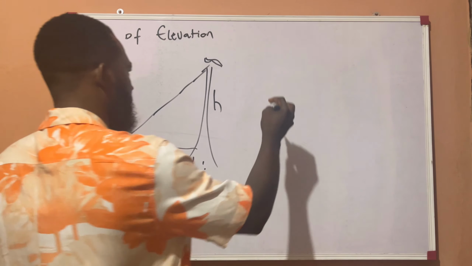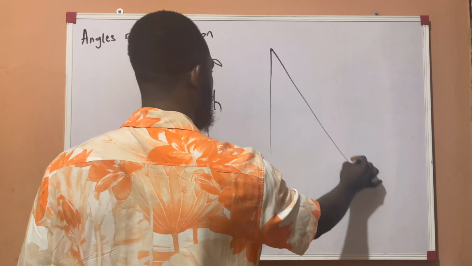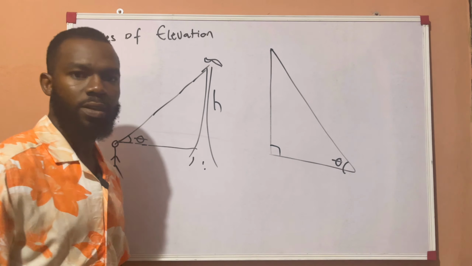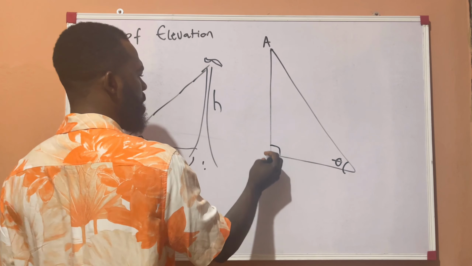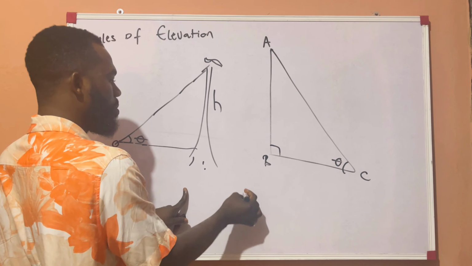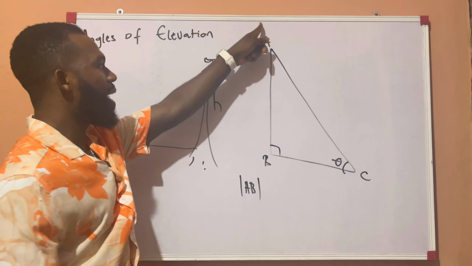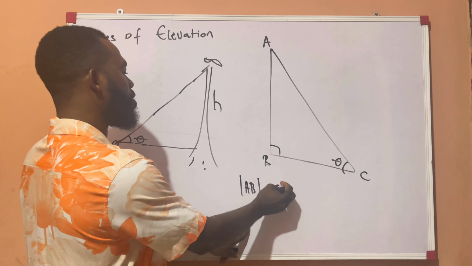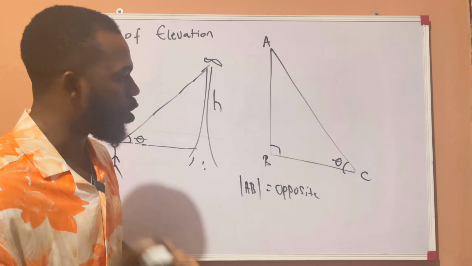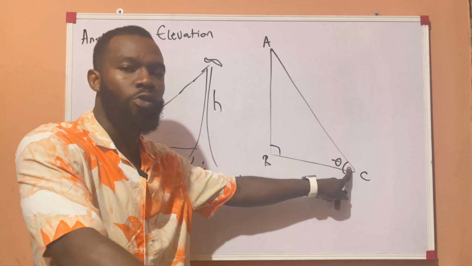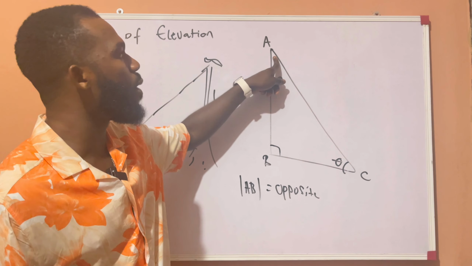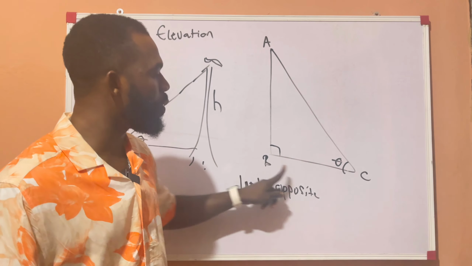Okay, let us make this plain. This is angle 90 degrees. This is our angle of elevation, which is theta. If we say here is A, here is B, and here is C, then line AB is referred to as the opposite, because it is the line facing the angle of elevation. So if my angle is at point A, my opposite becomes line BC.